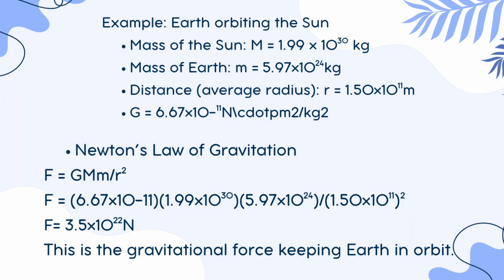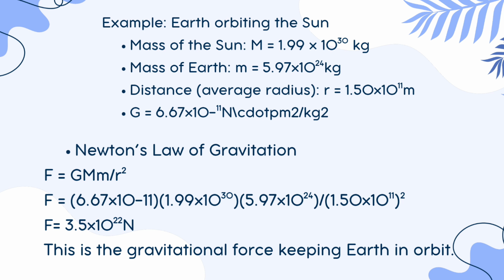So we have an example here, Earth orbiting the Sun. The mass of the Sun is 1.99 times 10 to the power of 30 kilograms. The mass of the Earth is 5.97 times 10 to the power of 24 kilograms. The distance, or average radius, is 1.50 times 10 to the power of 11 meters. And we have our G, which is 6.67 times 10 to the power of negative 11.